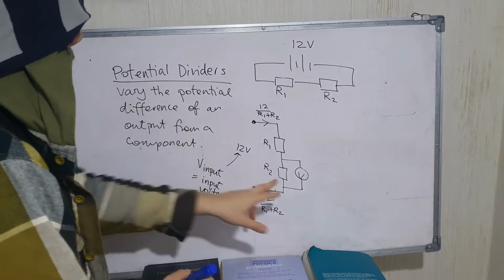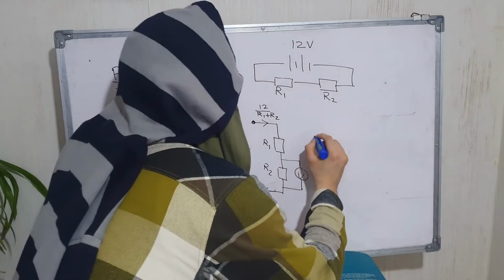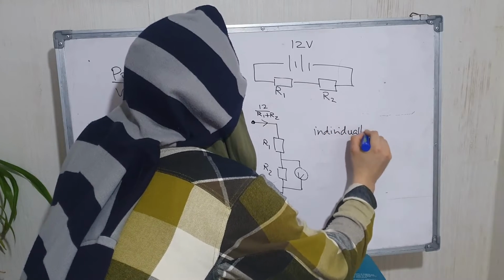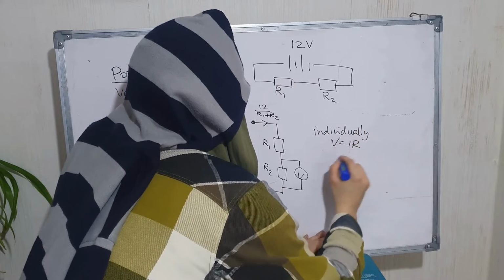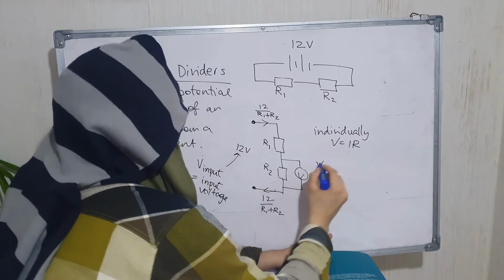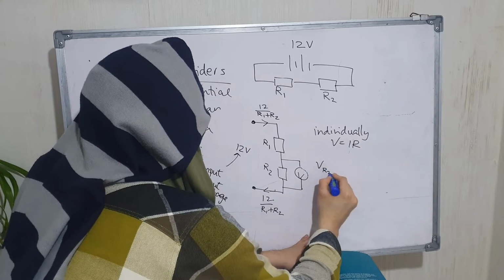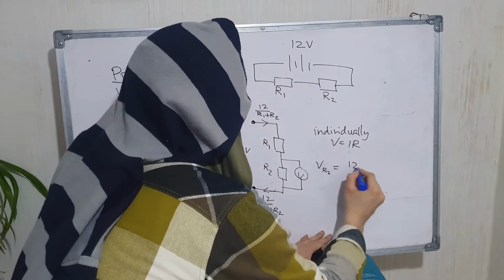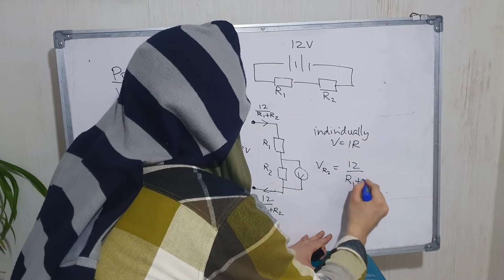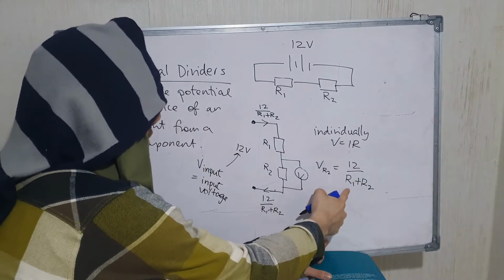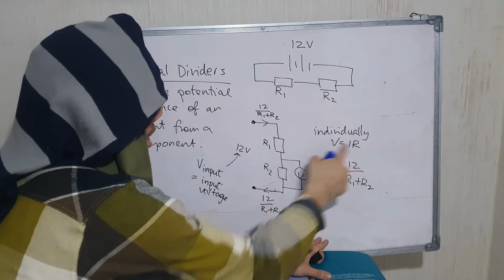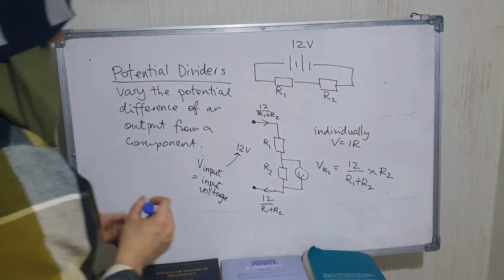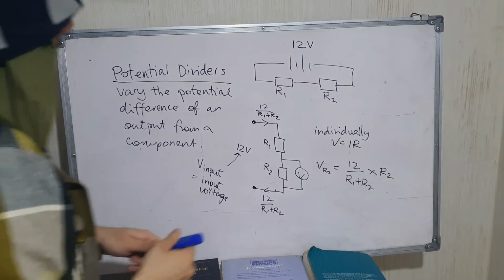Now you can work out individually what it is. So again, you can still use V equals IR individually, for individual components. So the voltage across R2 is equal to I, and you know I is this. That's the current, and you're multiplying it by R, and in this case, this R is R2. So this would be your answer.